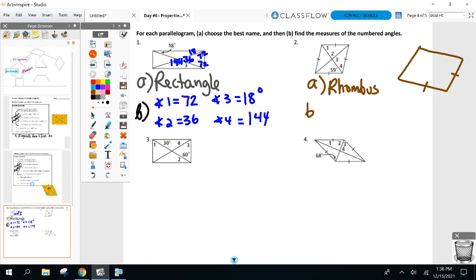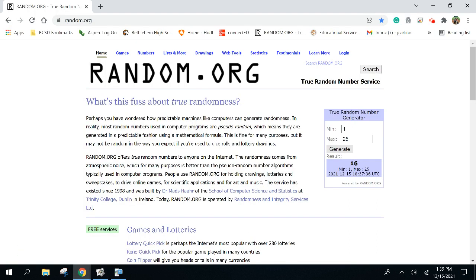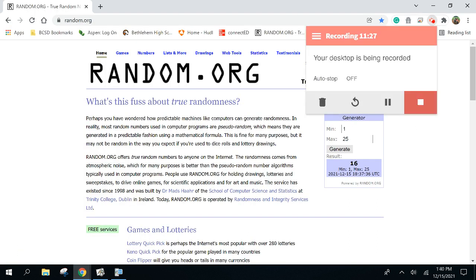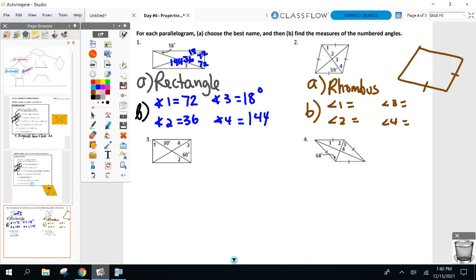All right, same thing. Get back in your group. Look at the properties here. If you know a couple properties, this will be done in a minute. Angle 1, 2, 3, and 4. Know your properties, you'll be done pretty quick. All right, what do you got here for the rhombus?